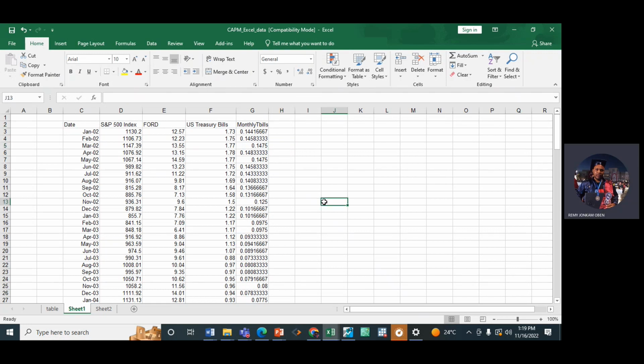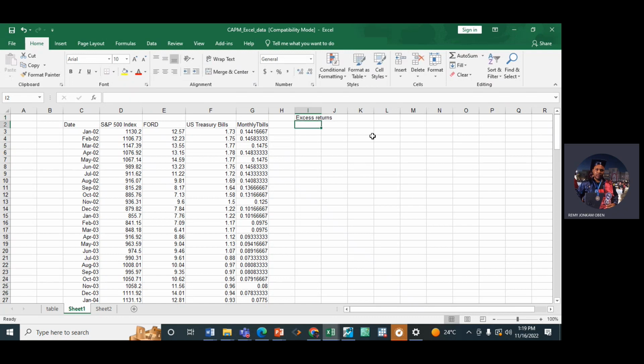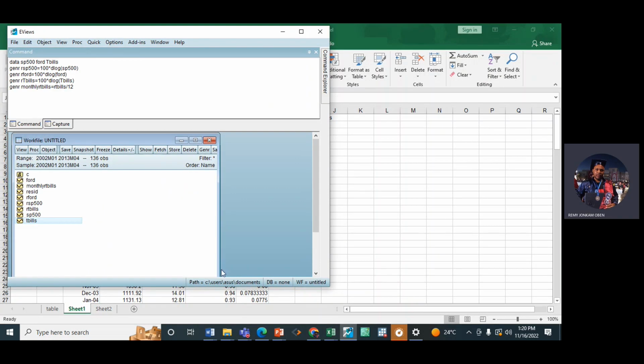Now you can also calculate the excess returns on Excel. I think it's easier that way. So for instance, excess returns for Ford. Oh my God, surprise, these are not returns, no use there. What can I do? Okay, let's do it on eViews.